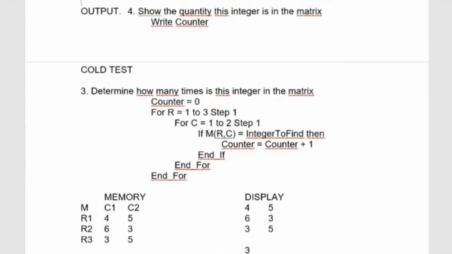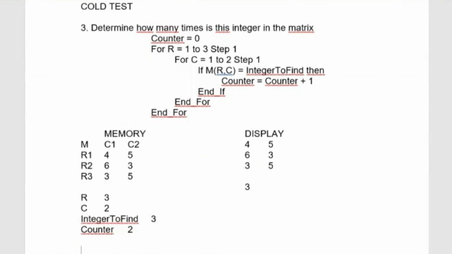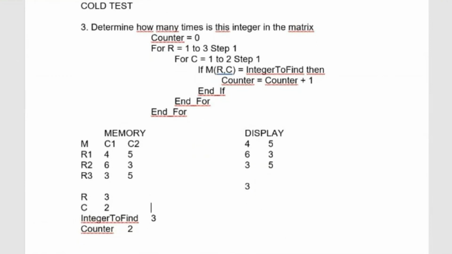Then let's see the step number 4, write counter. So we only have to write counter. Counter is equal to 2. So let's write 2.